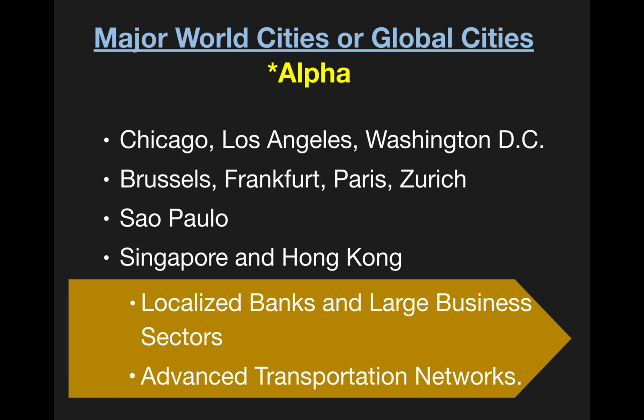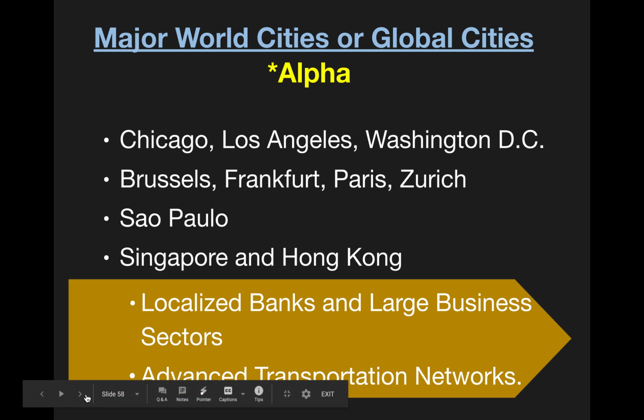In Los Angeles, there's going to be very large businesses with entertainment, the airplane industry, textiles, the movement of cargo ships, the largest port in the U.S. And then we can see other areas of the world where they have impact with large business sectors. And usually, what we'll see with these major cities, they'll have advanced transportation networks.